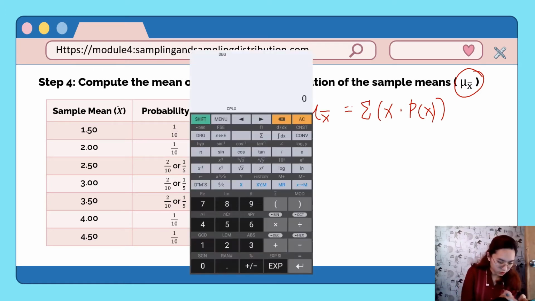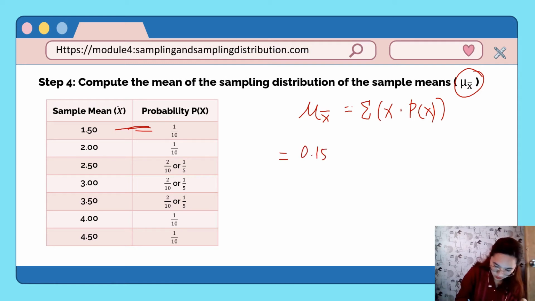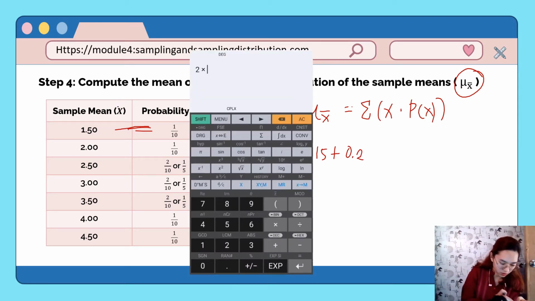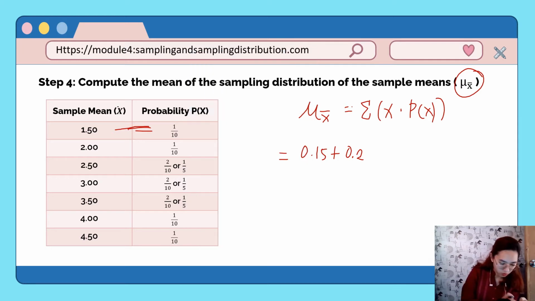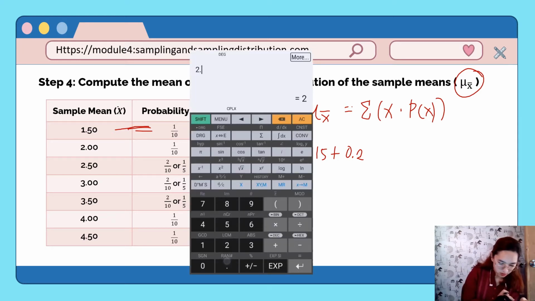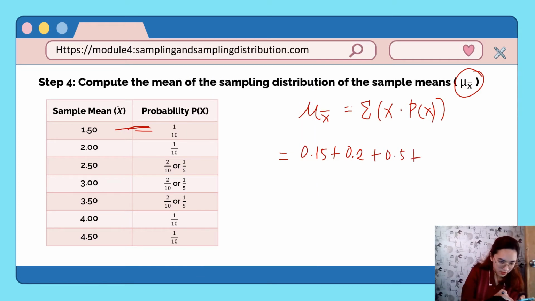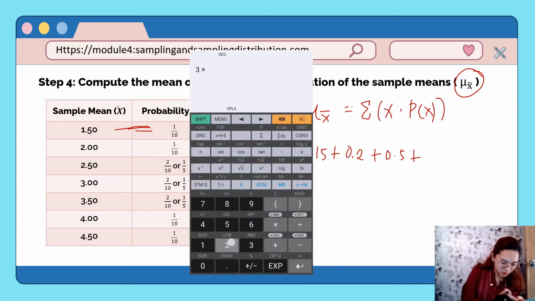Ang una natin is 1.5. Ito muna. Ayan, pag-times natin po siya. 1.5 times 1 over 10, that is 0.15. Plus, 2 times 1 over 10, of course, that is 0.2. Ayan. Pakita ko na lang din. 2 times 1 over 10, yan, 0.2. Then, 2.5 times 2 over 10, 0.5. Plus, 3 times 2 over 10, yan, 0.6.